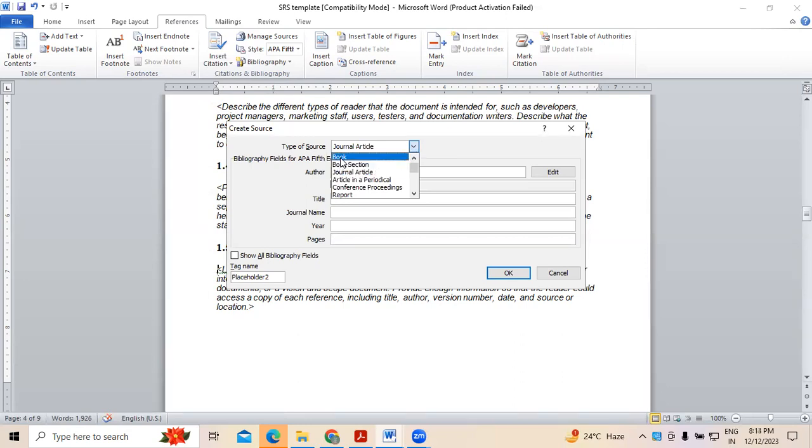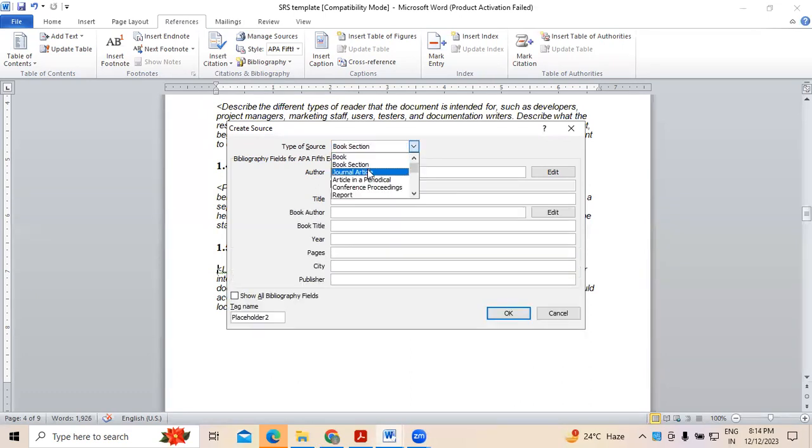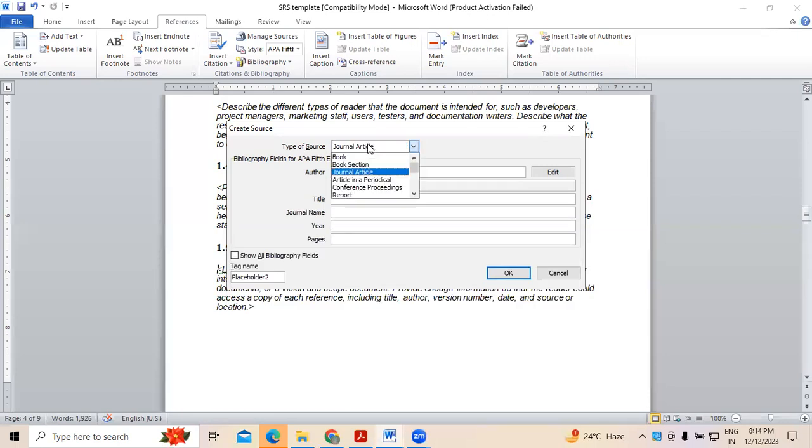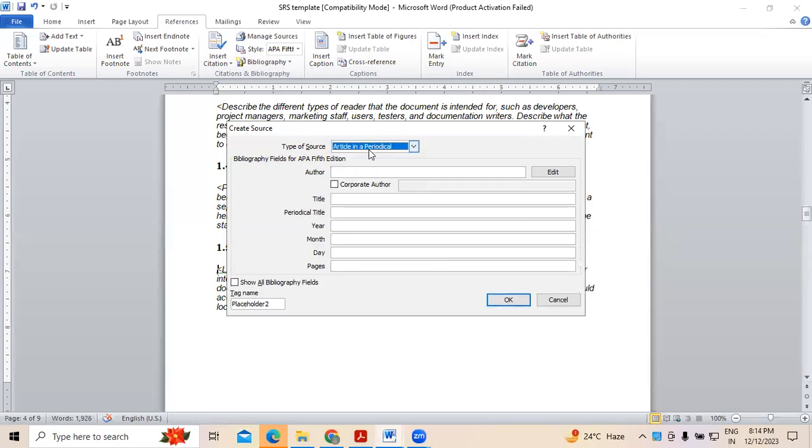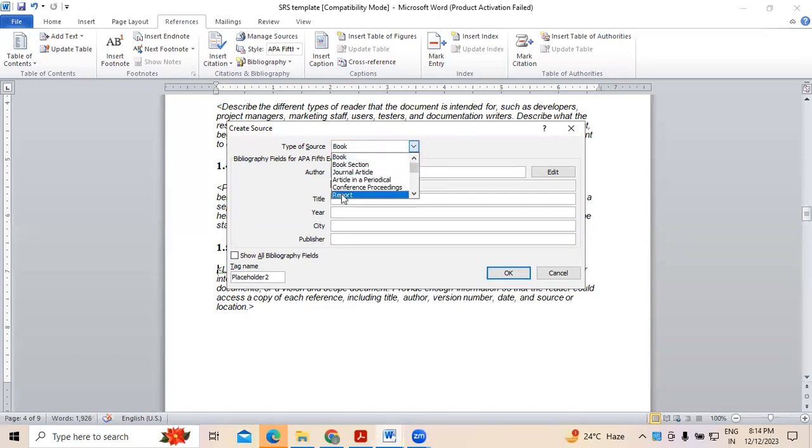For example, you may have copied that information from some book, or from a book section, or from a journal article or periodical, etc., right? So from where you have copied that information we need to update, because there are different sources you can see here. Everything will be there. Next, if you have taken this from the book, right? So who is the author, what was the title of the book, when it was published, publisher name, city details, all that, and we click on OK.